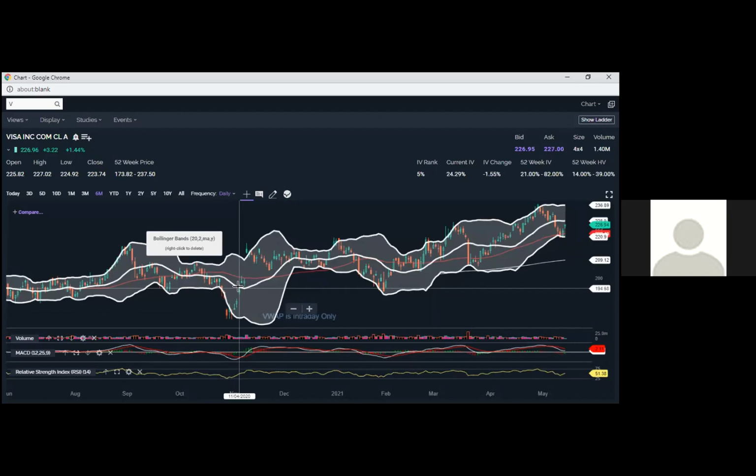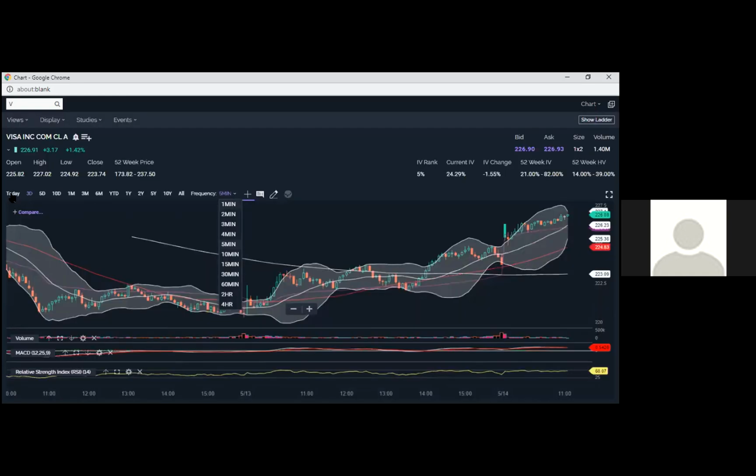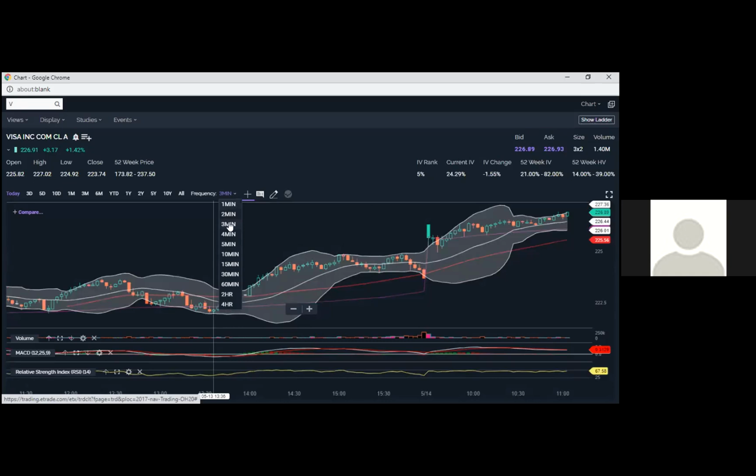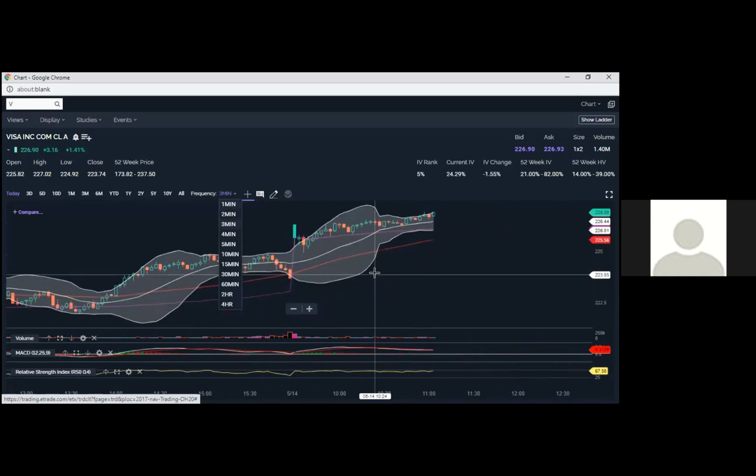I personally use the Bollinger Bands for scalps, especially right now we're looking at the daily. You can use it for swing trades on larger time frames like the daily. But for instance, if we switch this to, let's say, if we were looking for a scalp, we would go from daily. I like to scalp on the 3-minute. So we can see, for instance, you can use it as a scalp.